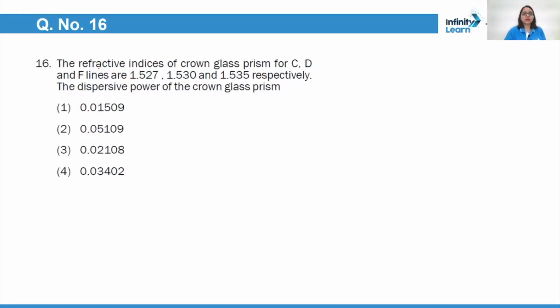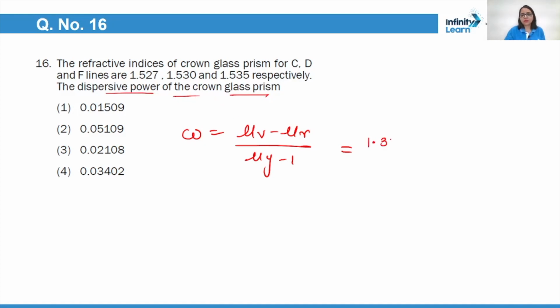Question number 16. The refractive indices of crown glass prism for C and F lines are this and this and this respectively. The dispersive power of the crown glass, omega, is mu v minus mu r divided by mu y minus 1. Right. So this will be 1.35535 minus 1.527 divided by 1.530 minus 1. So after solving this one, you will get the correct answer as option 1 over here.